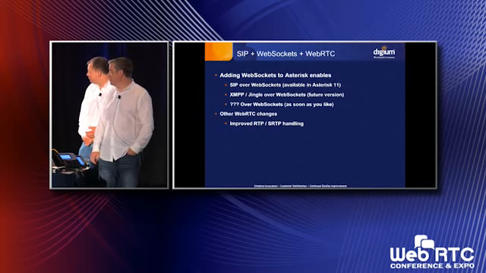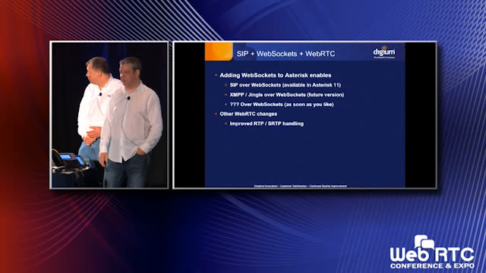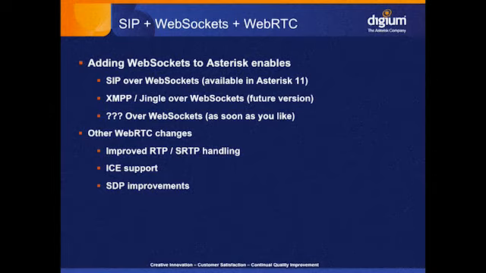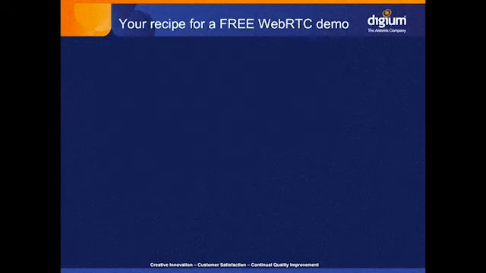There are a number of other changes. We, of course, improved our RTP and SRTP handling within Asterisk to make it work with WebRTC. Added ICE support so that we're able to do interactive connectivity establishment. Changed our SDP handling around a little bit to take care of the slight differences in SDP between Asterisk's native engine and what Google's Chrome is handing us. Now we're going to do a quick recipe for how to put this together. And David, I'll hand it back to you.